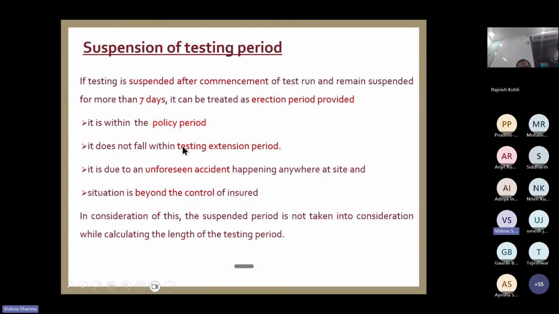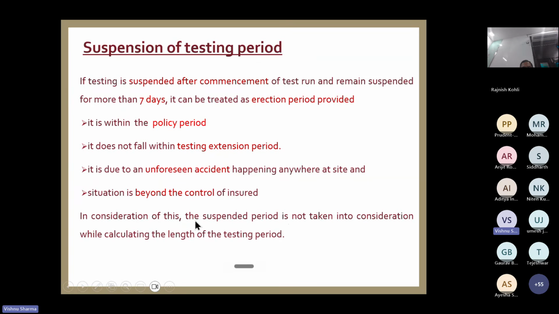This is important. If the testing period extension is there, this suspension clause doesn't work. Okay, everything is tested. Testing period only. It is due to unforeseen accident. Why has suspension taken place? Due to some accident happening anywhere else in the site. यहाँ पे नहीं हुआ accident, कहीं और हुआ. And because of that, this testing is stopped for some period, more than 7 days. And the situation is beyond the control of the insured.